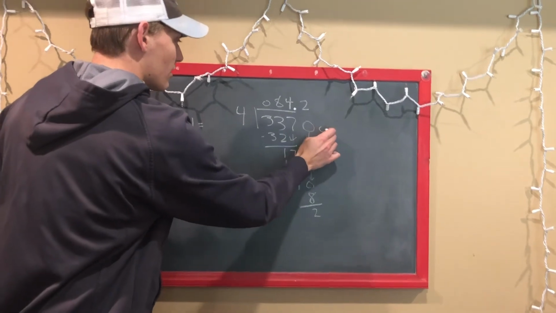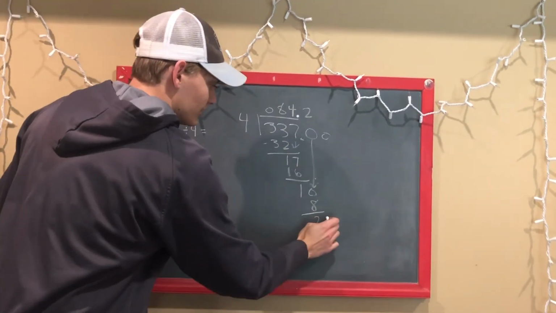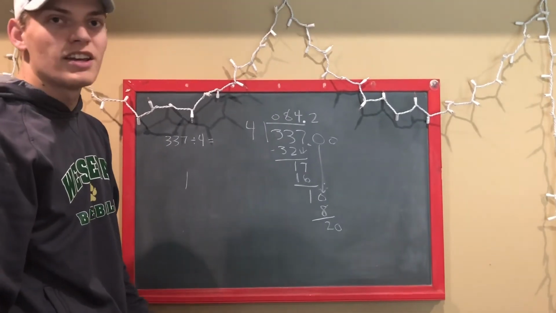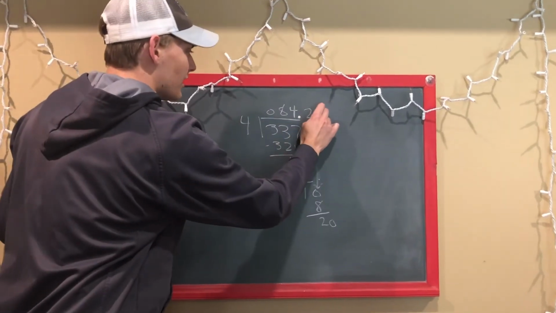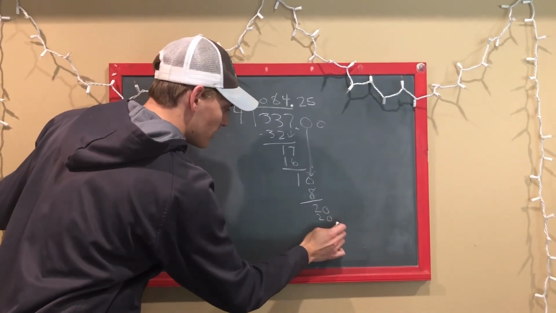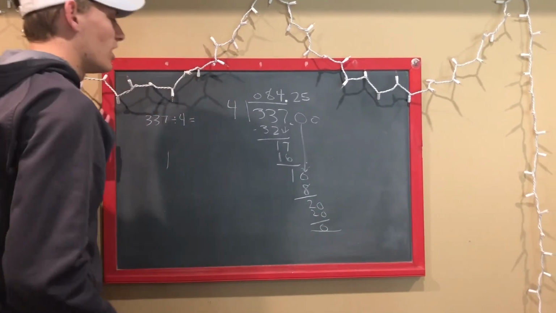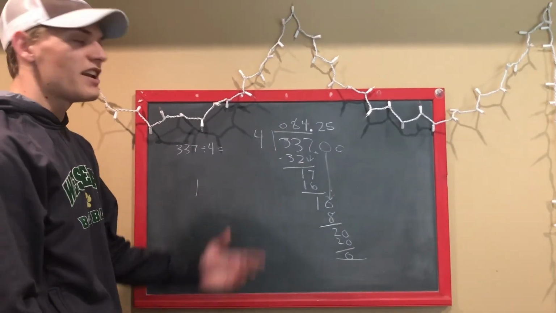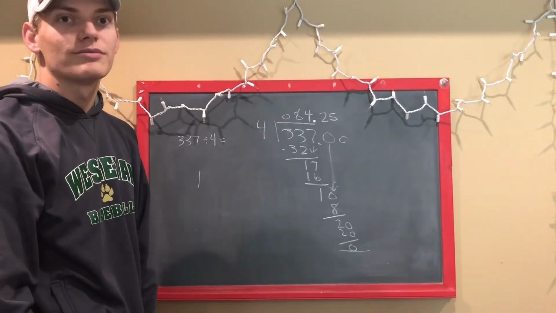Then we're going to bring down another 0, which is 20. How many times does 4 go into 20? 4 goes into 20 5 times. So then 5 times 4 is 20. We end up with 0. We're done. 337 divided by 4 is 84.25.